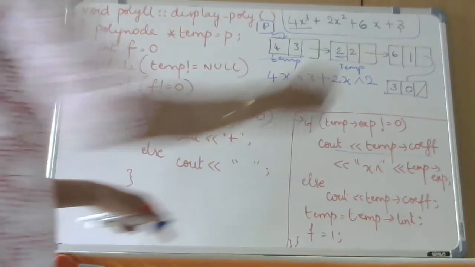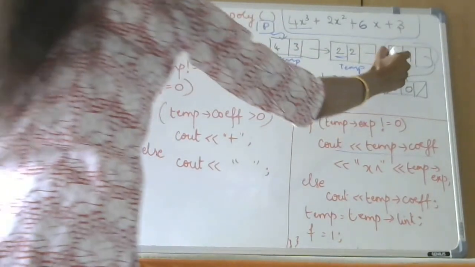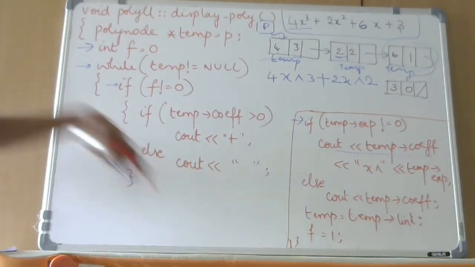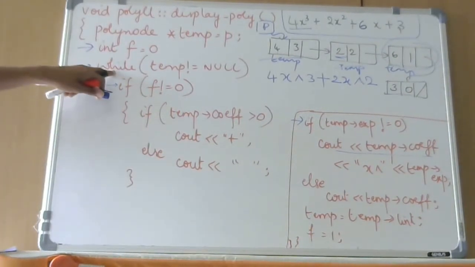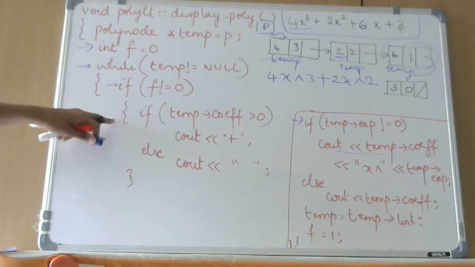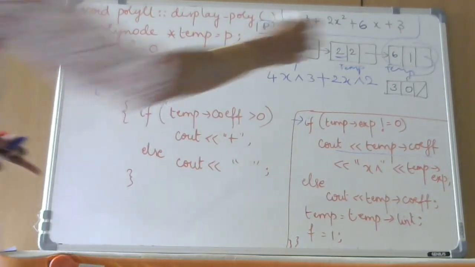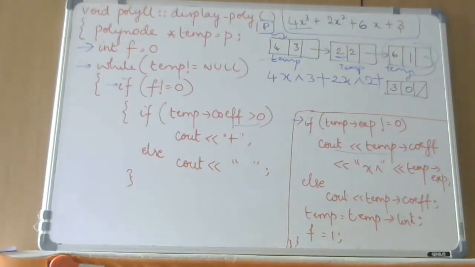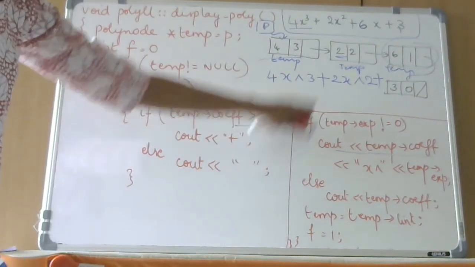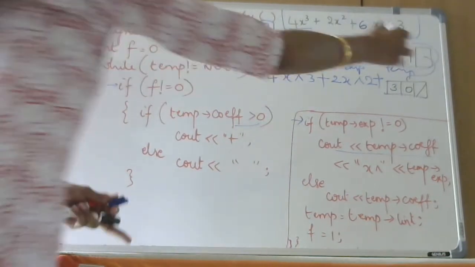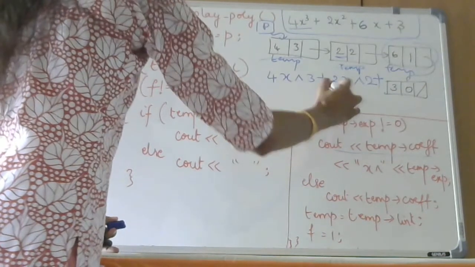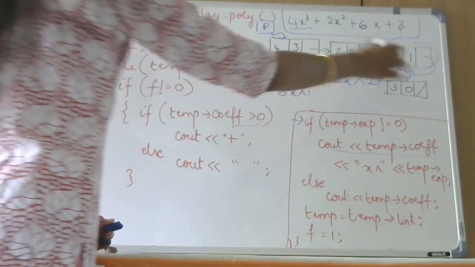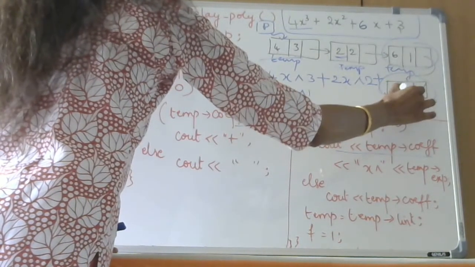Temp is equal to temp of link. It will come here. Now, this will become our temp. F will remain 1. So, I will come here again. Temp is not null. F is not 0. Then temp of coefficient is what? 6. 6 is greater than 0, so I will display a plus. So after that, again I'll come here. Exponential is not 0. Correct? So I will display 6x to the power of 1. Okay, temp is equal to temp of link. Now temp will come here. Last node.